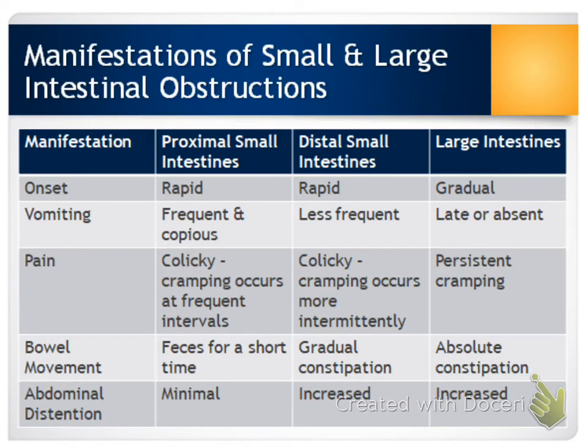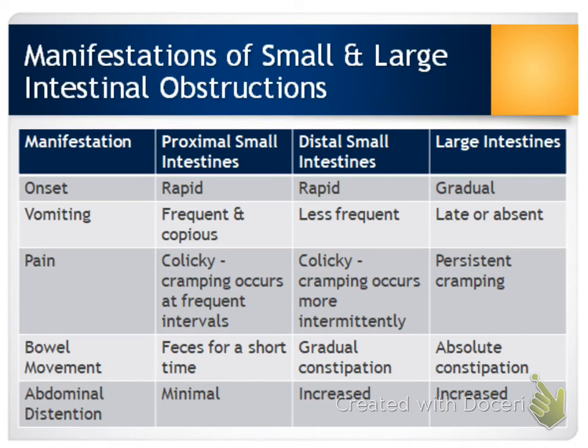So the general signs and symptoms of intestinal obstruction can vary by location and type of obstruction, but typically a patient is going to have some nausea, vomiting, abdominal pain, and distension. They're unable to pass gas. Typically at some point they will become constipated, and they may begin to have signs and symptoms of hypovolemia.